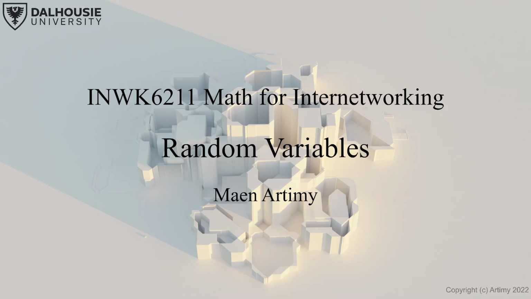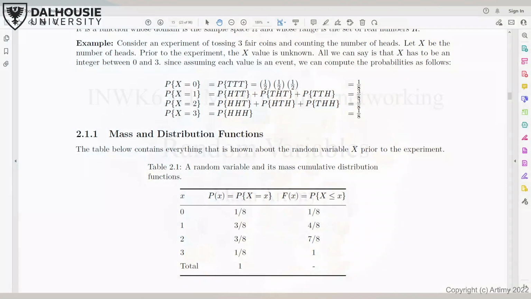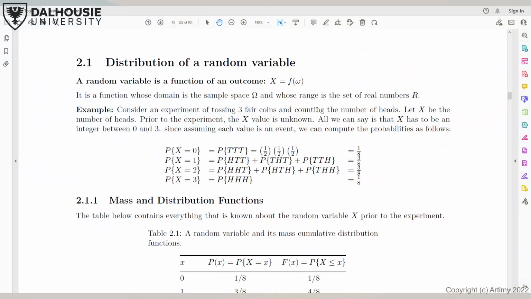Hello everyone. In this recording, I'm going to talk about random variables, which is the topic in chapter 2. So what are random variables? Earlier, we talked about outcomes. For example, if I toss a coin, the outcomes can be head or tail. If there's a game of football or soccer, the outcome of the game is either one team wins or the other, or a tie, right?